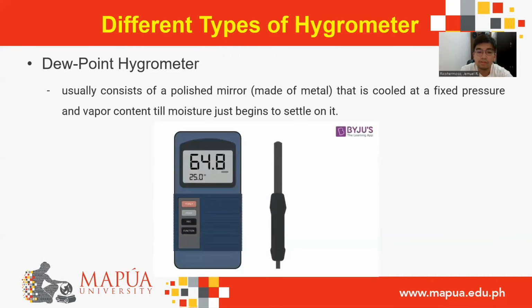The next type of hygrometer is the dew point hygrometer. The dew point hygrometer usually consists of a polished mirror made of metal that is cooled at a fixed pressure and vapor content until moisture begins settling on it. The dew point is the metal's temperature at which condensation starts.